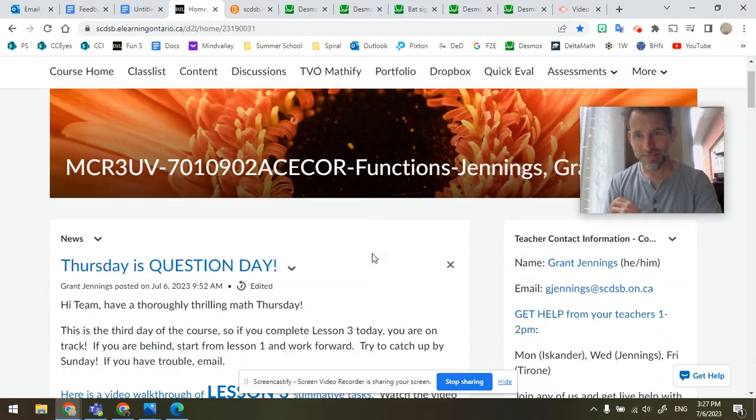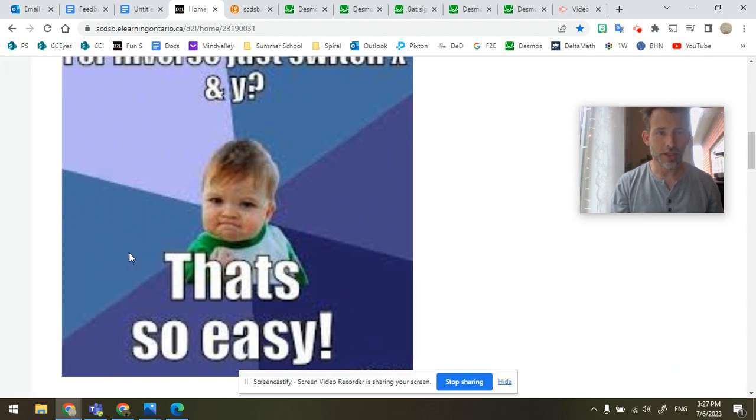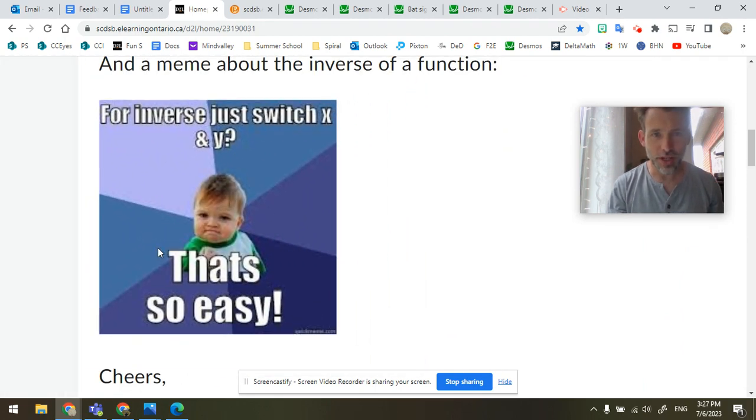Oh, hi there, team. Just a reminder that when you're doing the inverses, you just switch x and y. That's all an inverse is. It takes your inputs and makes them outputs. It takes your outputs and makes them inputs.